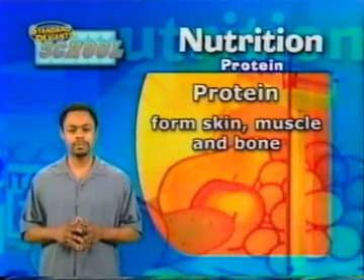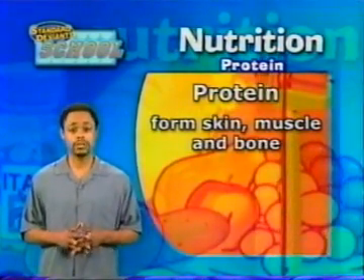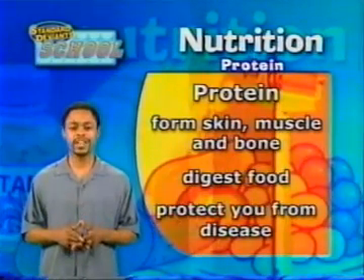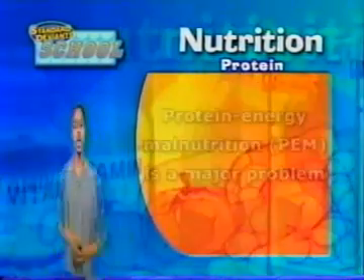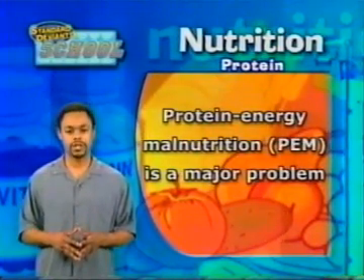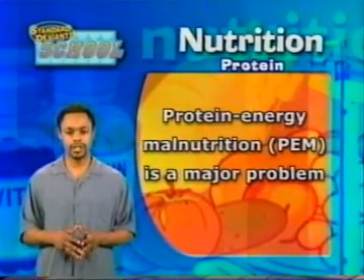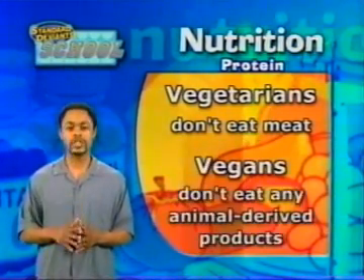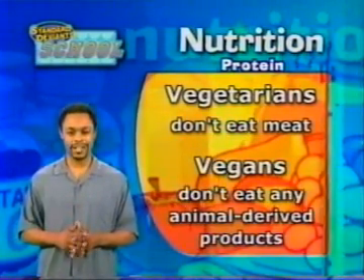Proteins help form most of the parts of the body, like skin, muscle, and bones. They also help digest food, protect you from disease, and a whole lot of other things too. Protein energy malnutrition, PEM, is a problem in many developing countries and for the malnourished here in the United States. Vegetarians don't eat meat. Vegans exclude all animal-derived products from their diets.